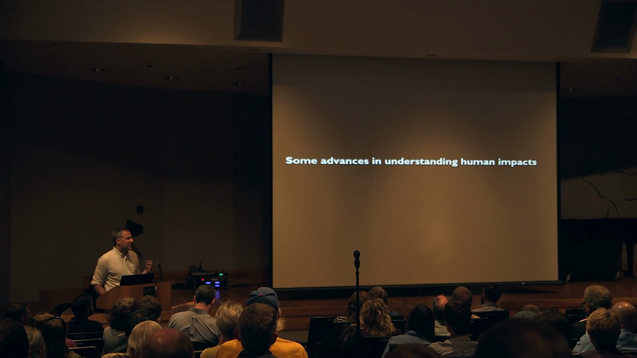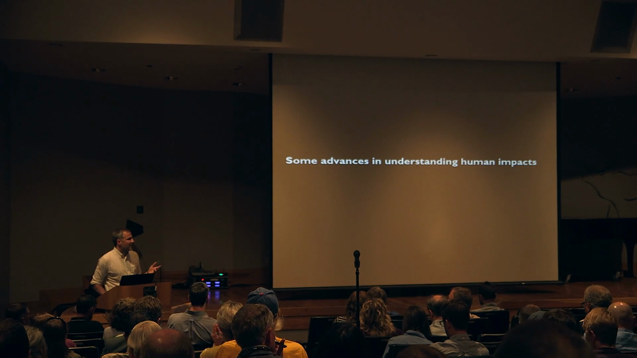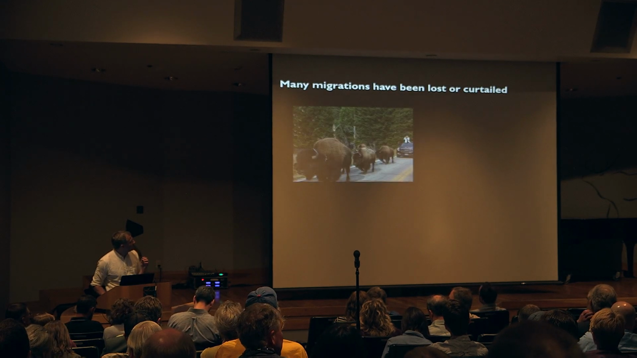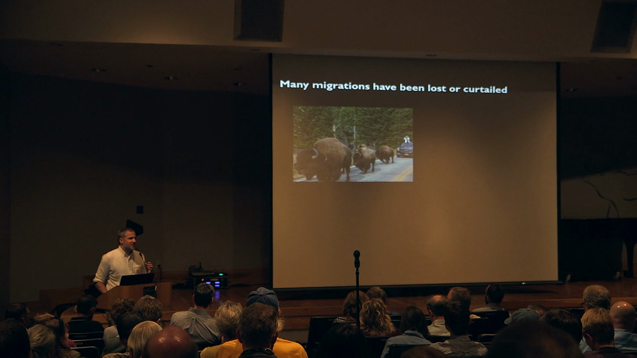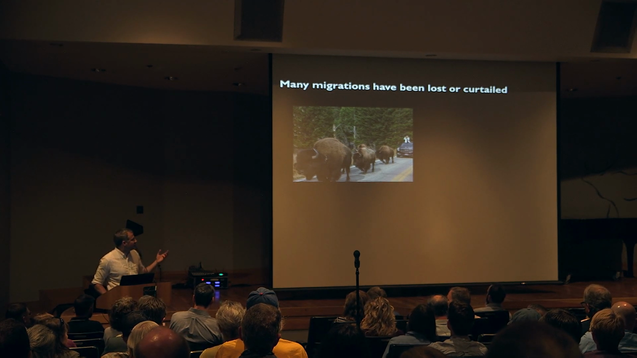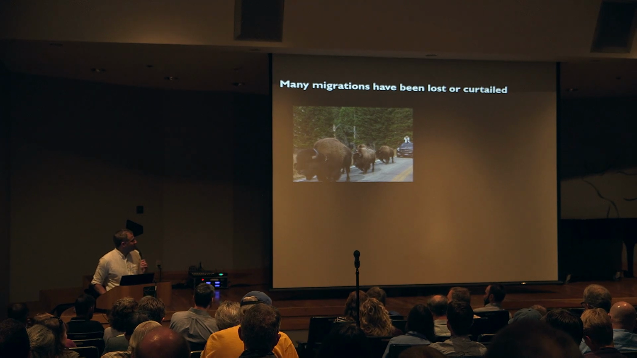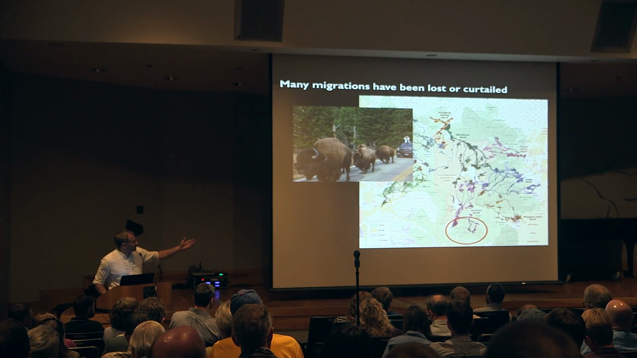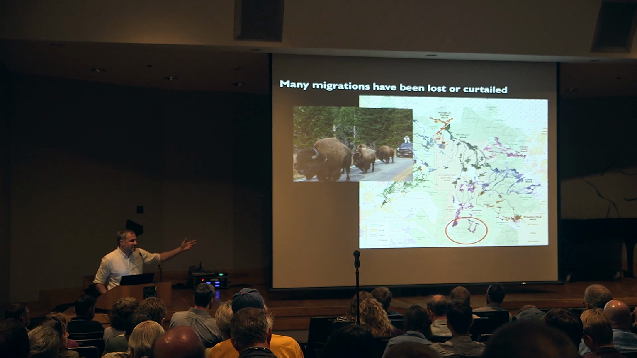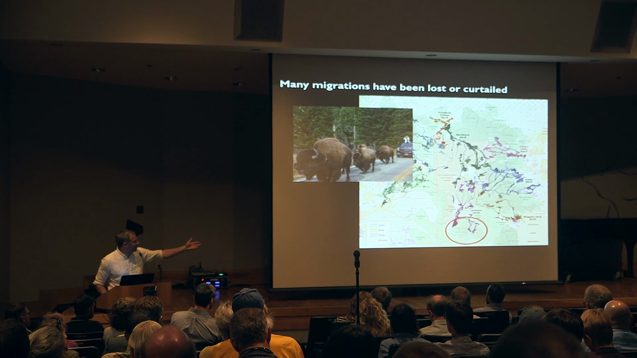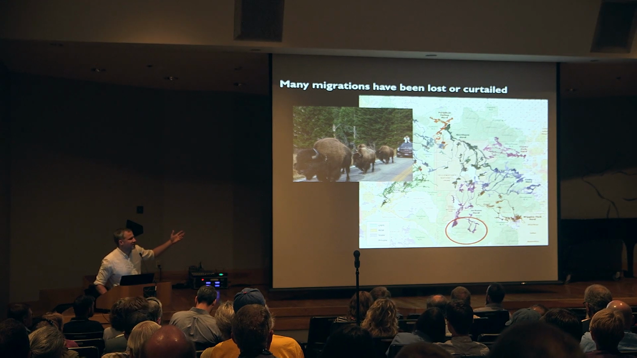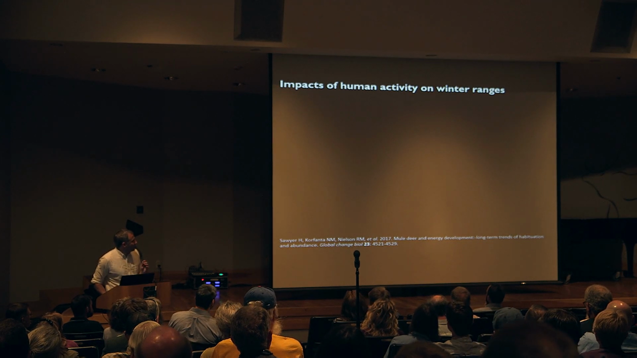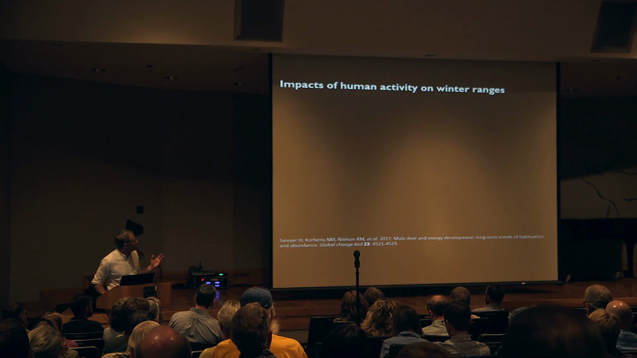And so, what about some of our advances in understanding human impacts on some of these species and populations? Well, we just know from historical accounts that key migrations have been lost or severely curtailed. Many of us can think of bison, loss of major bison migrations. Many of us can point to examples where we know, even though happily we retain significant elk migrations, key portions of those migrations have been lost. And so, yes, there have been a lot of losses, and we don't even know what some of them have been. But what are we learning now about the details of how different human impacts can affect these?